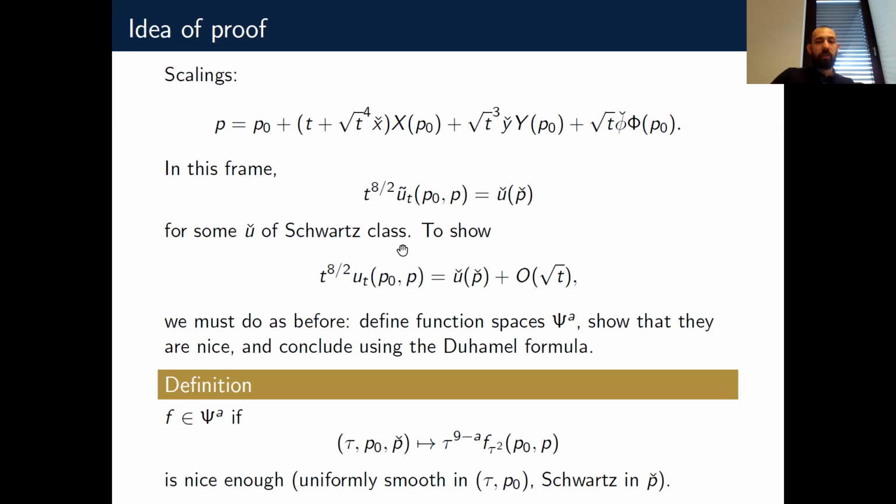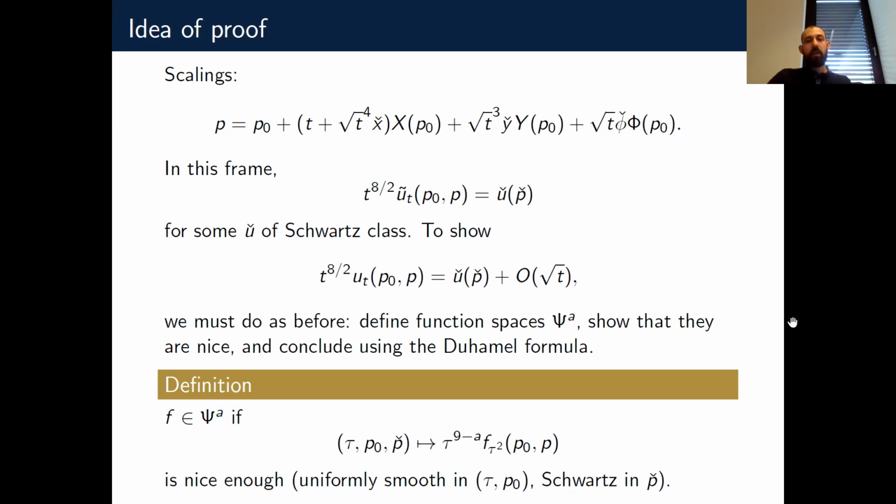So my thing right here, for a good scaling, my p is some function of my p check, with the good scalings as usual. And it's of Schwarz class. And so I want to show the same thing for my u, plus my square root, which could be an expansion. And we are going to do this the same way. I didn't do it before, I'm going to do it right now. I want to define function spaces, like so, and conclude using the Duhamel formula.